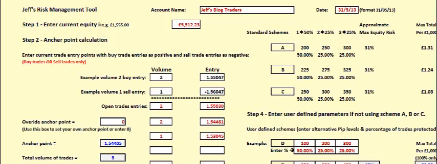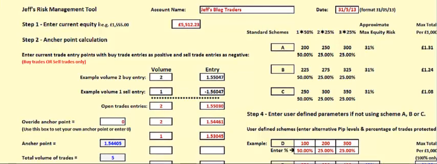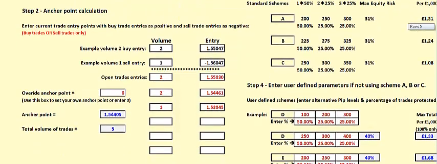So 1.55030, 1.54461, and 1.53045. So when I put those characters in, the program automatically calculates an average, and it's a weighted average that takes into account the different volume of the trades. And that average is known within this system as the anchor point.